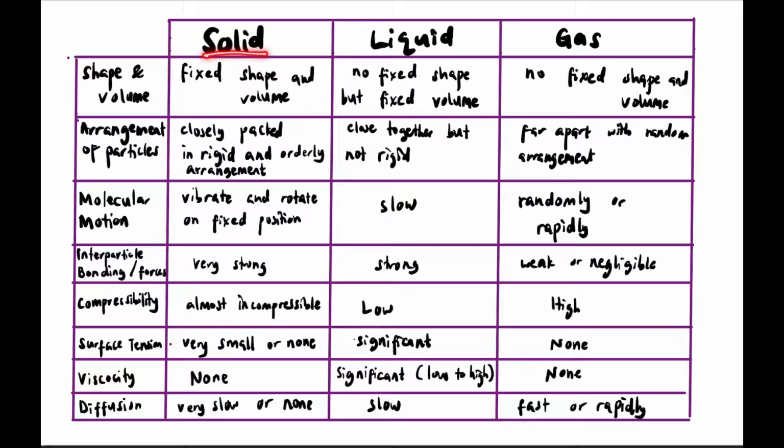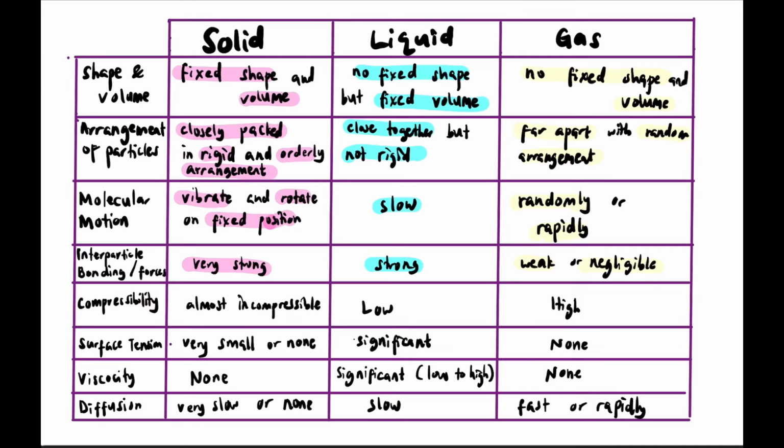Now let's have a look at the summary of properties of solid, liquid and gas. First, in terms of shape and volume, solid has fixed shape and volume. Liquid has no fixed shape but fixed volume. Gas has no fixed shape and volume, both not fixed. For arrangement of particles, solid is closely packed, rigid and orderly. Liquid is close together but not rigid. Gas is far apart with random arrangement. In terms of molecular motion, solid only vibrates and rotates on fixed position. Liquid movement is rather slow. Gas movement is random and rapid. In terms of interparticle forces, solid has very strong bonding, liquid strong, gas very weak or negligible.